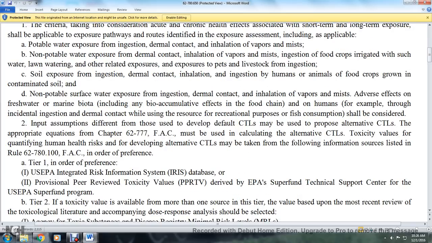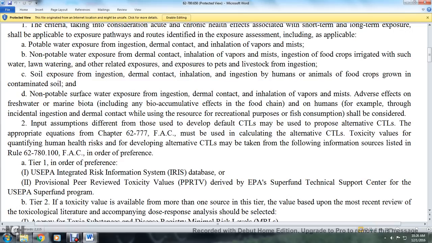Input assumptions different from those used to develop the default cleanup target levels may be used for this purpose. The cleanup target level equations from Chapter 62-777, Florida Administrative Code, may be used to calculate alternative cleanup target levels. Toxicity values are used for quantifying human health risk.